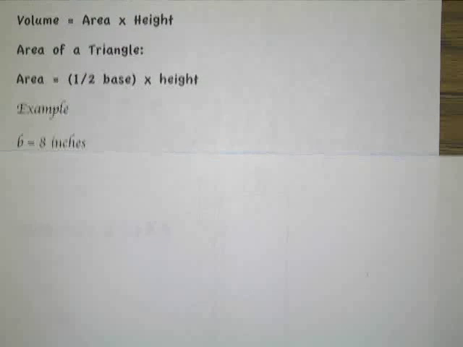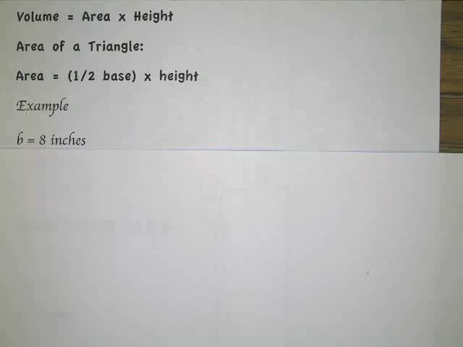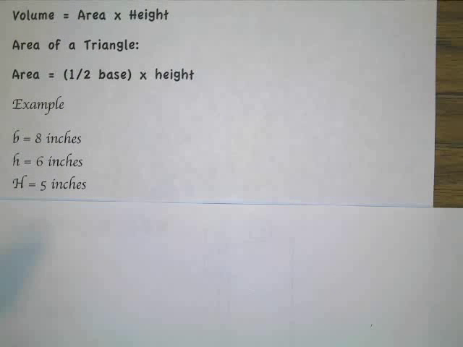All right, so see if I can erase that. So here's our first example. If we have a triangular prism that has a base of 8 inches, the base's height is 6 inches, and the height of the prism is 5 inches. What is going to be our first step? Anybody? What do we have to find first?